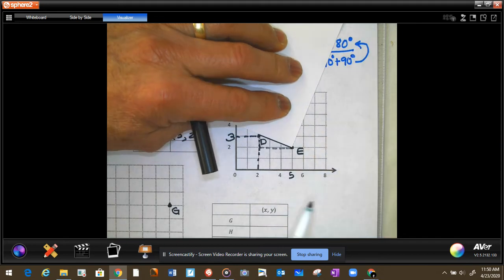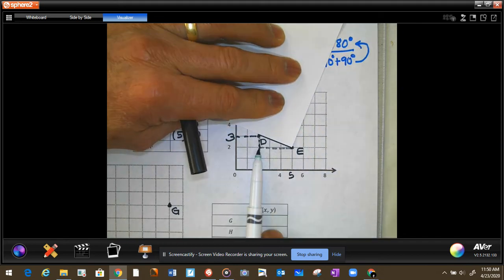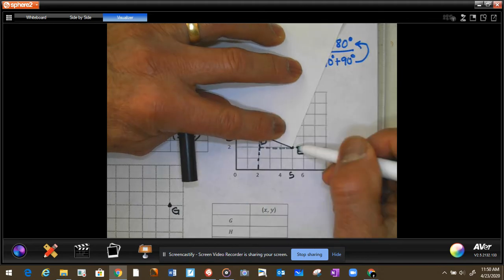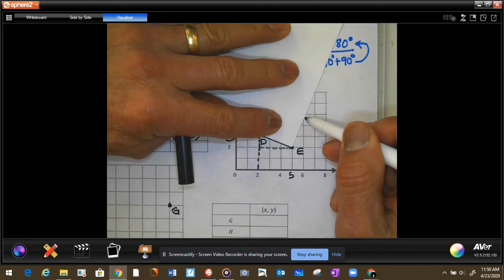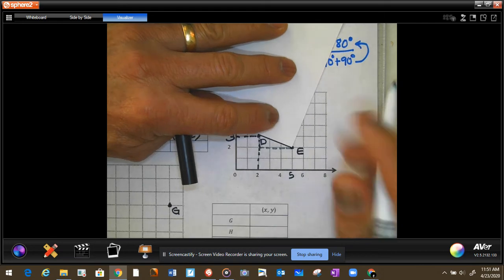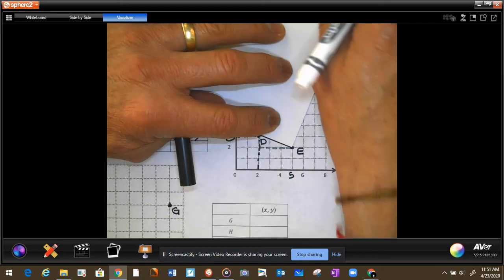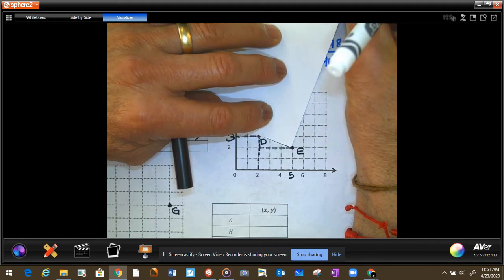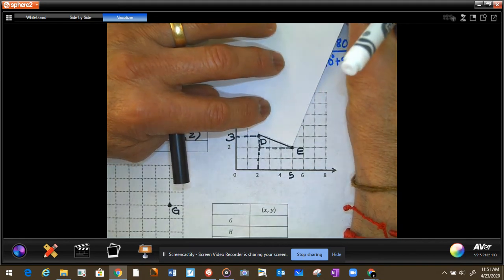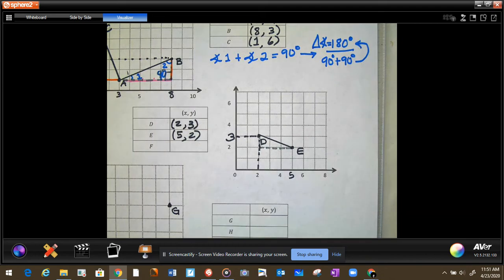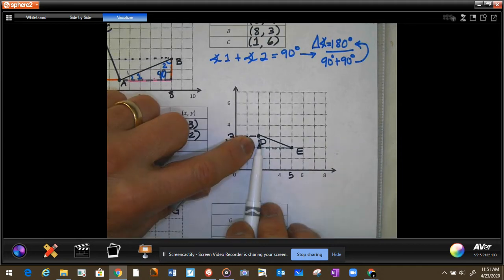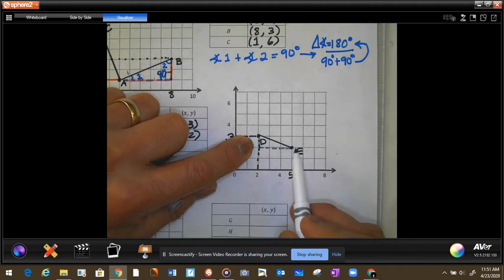Now, how long is the line going to be? Well, it's going to be the length of this. It's going to be 1, 2, 3. So that should be 3. Okay, and once you have the point done, then you will find the perpendicular line.